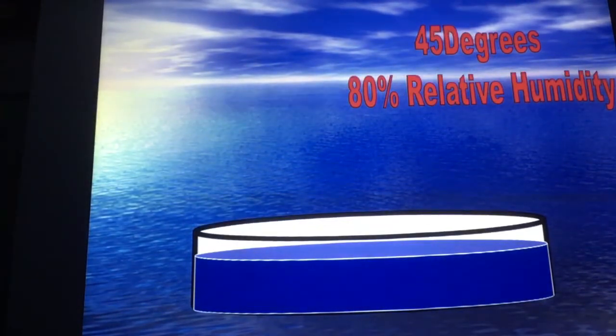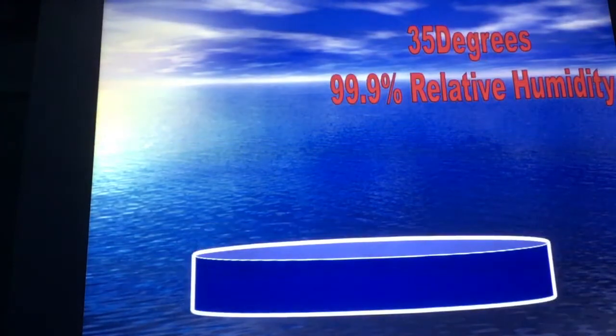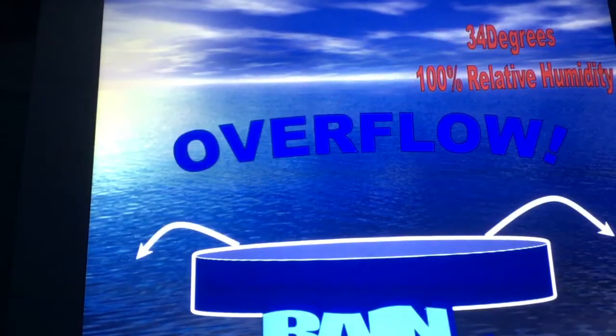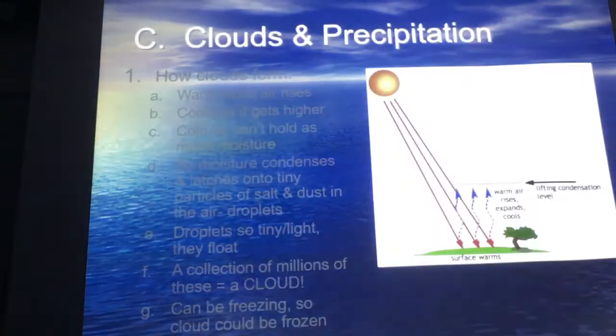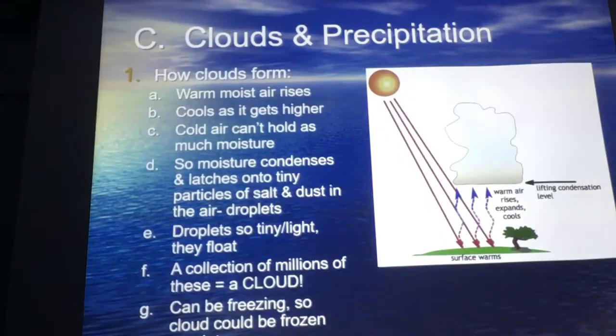At 45 degrees, we're at 80%. At 35 degrees, we're at 99.9%. And we just dropped 1 degree and we overflow. And we would call that the dew point. The dew point. Okay? Hopefully that cleared things up.